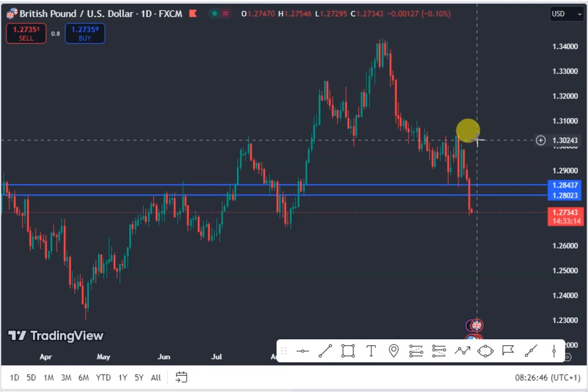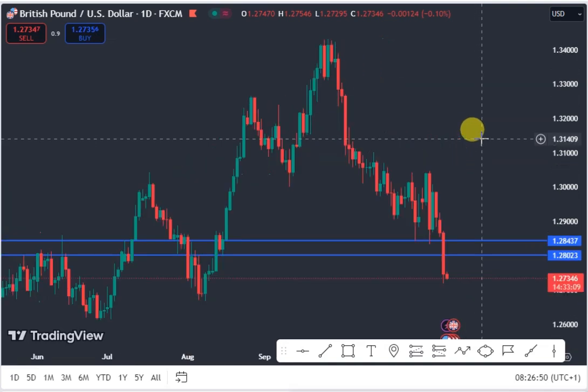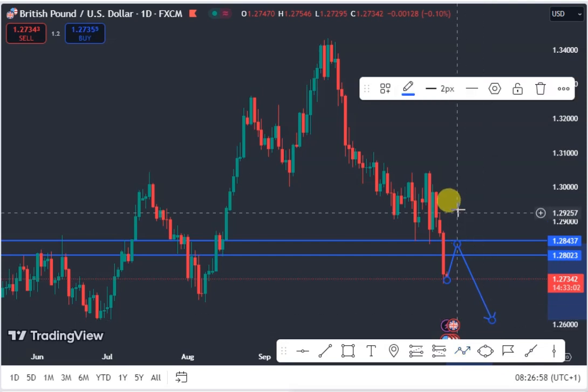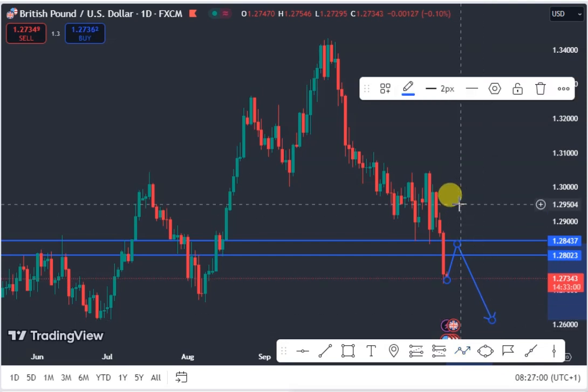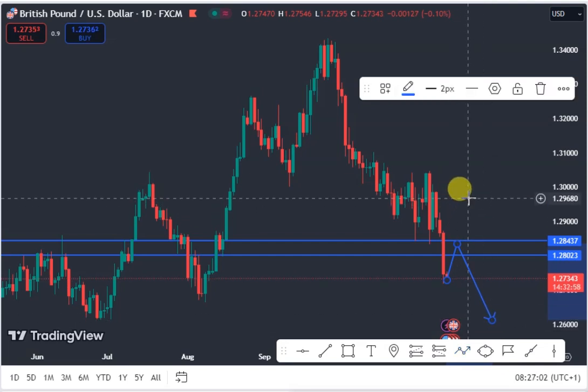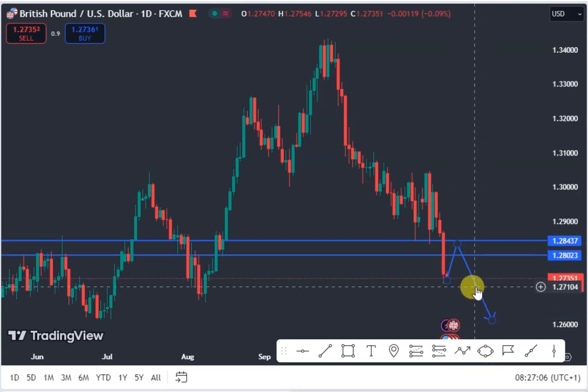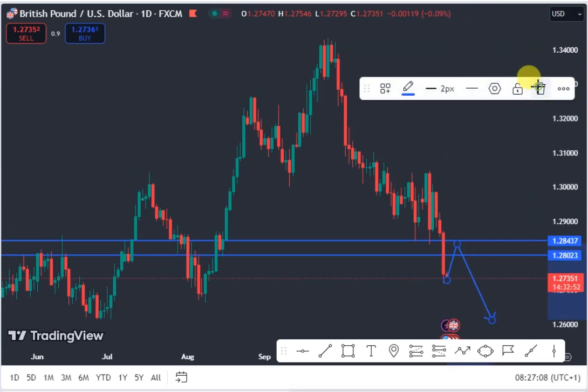But before we can make any possible area of entry for us to sell the Great British pound USD, we wait for price to do a retest back to this region. Then we'll be selling the Great British pound USD to the downside, because the Great British pound USD for us still remains on the downside for this week. So let's look at the weekly chart of the Great British pound USD.